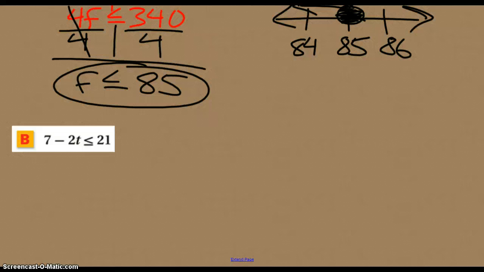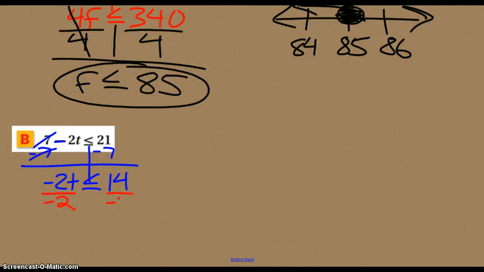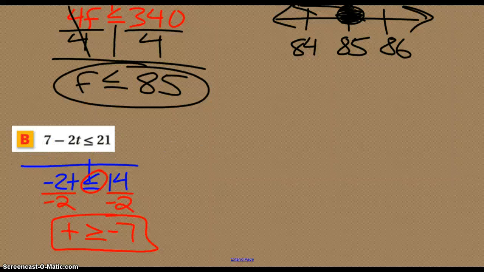Alright, so the next one, same deal. I'm going to try to get t all by itself. I'll subtract 7. I'm left with negative 2t and 14. And rules still apply when I have to divide by a negative. I have to flip this sign around. So it's going to be t is greater than or equal to negative 7. And I won't go through and graph that one, but again, you can check and plug in a number that would be part of your solution to make sure that you got the right answer.